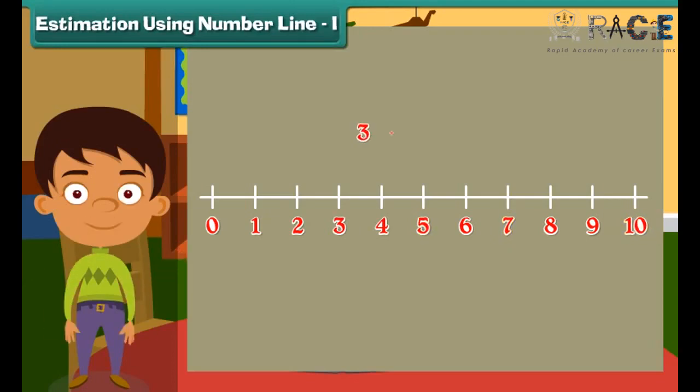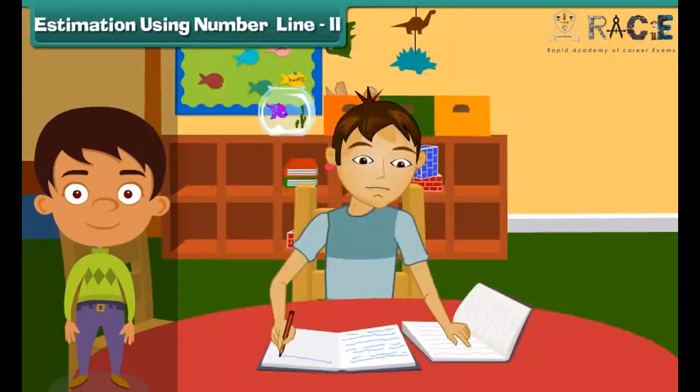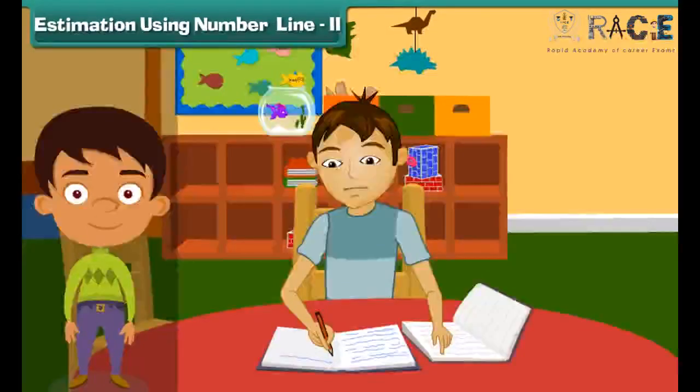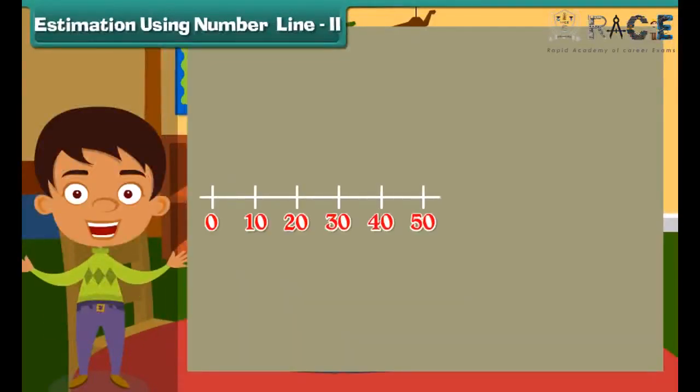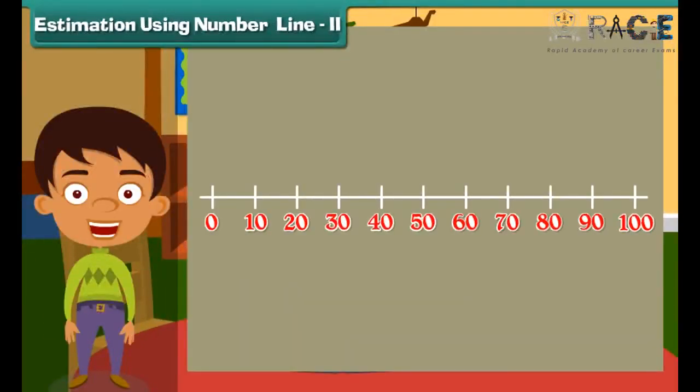Let us add 3 and 6. By adding 3 and 6, we get 9. And the position of 9 will be near to 10. Estimation using number line 2. Let us now consider a bigger number line from 0 to 100. Can you guess the position of number 20 on this line?